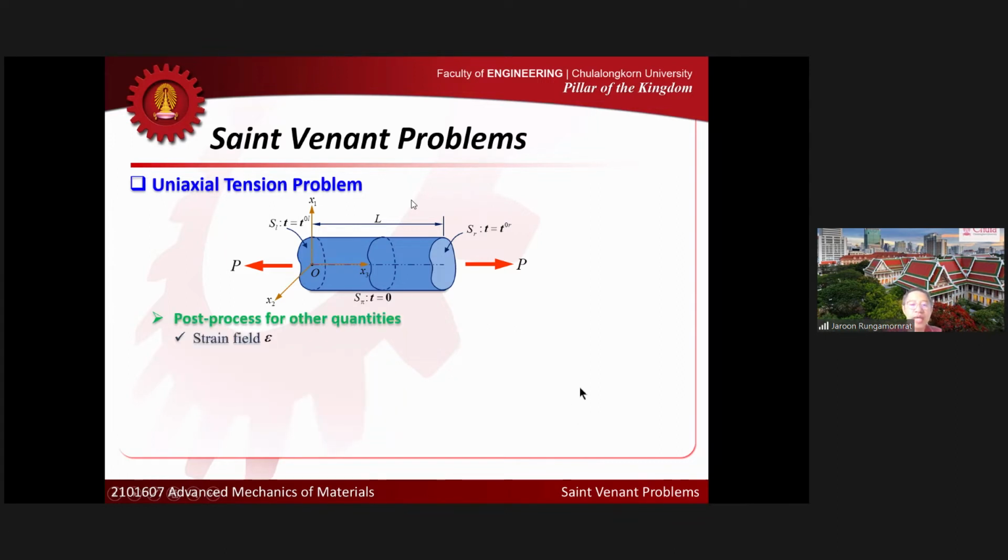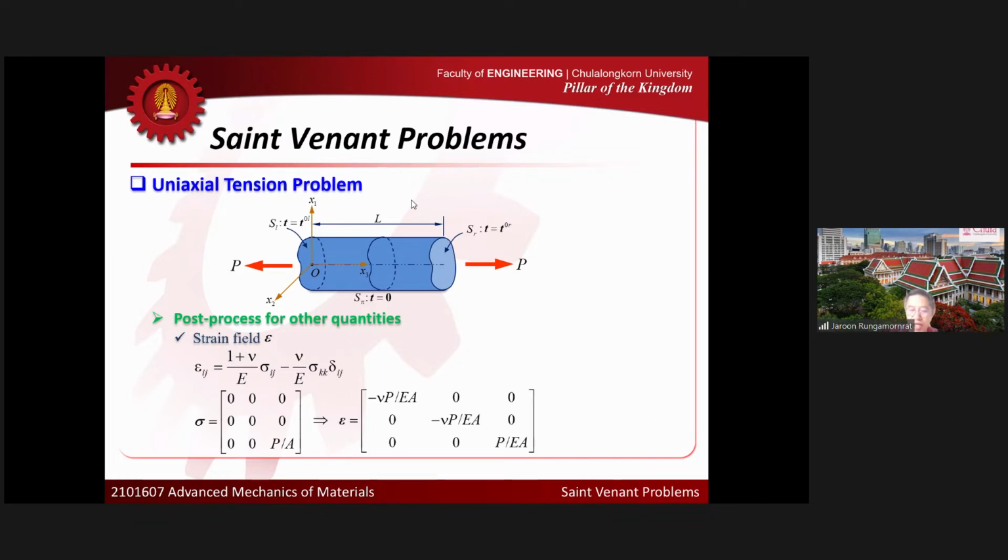Now, if you want to get the strain field, you can get it easily, right? Because you know the stress, you can generate the strain field based on the stress-strain relationship. You just simply plug in the stress that you got before into this formula. So now you can get the strain. So this is the stress that we got, and this is the final strain.